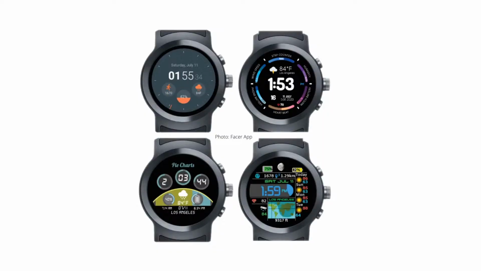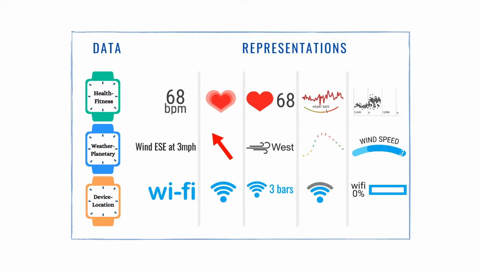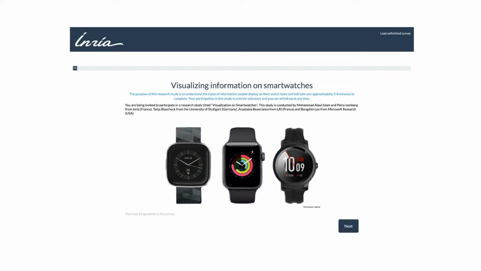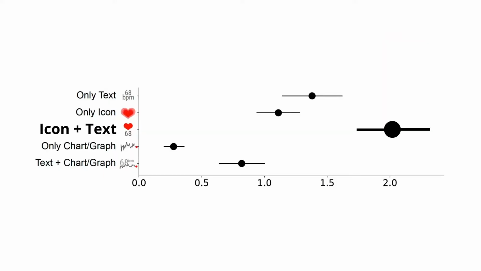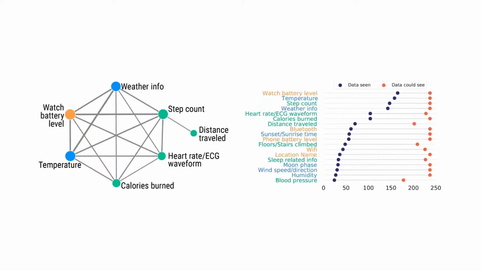Smartwatches can track a wide variety of data. We are interested to learn which type of data people consume and how it is visualized. To find out, we conducted a survey with 237 participants. We found a predominant display of health and fitness data, with data mostly displayed as icons with text. Based on our findings, we discuss opportunities for visualization research on smartwatches.